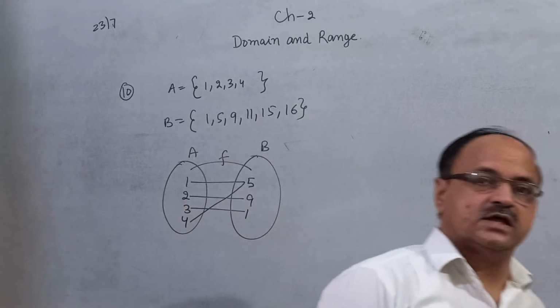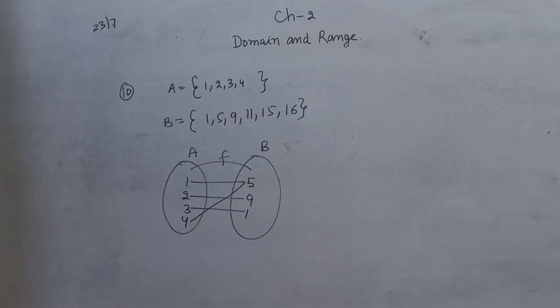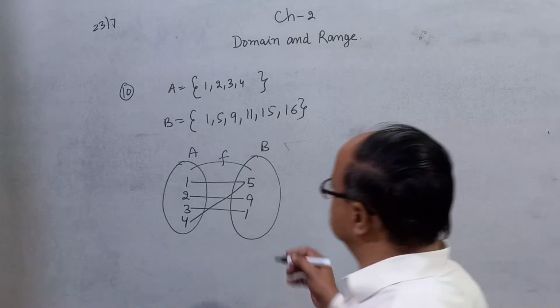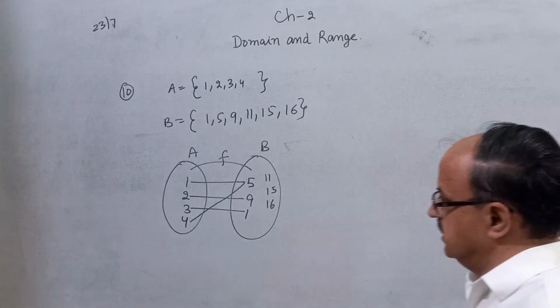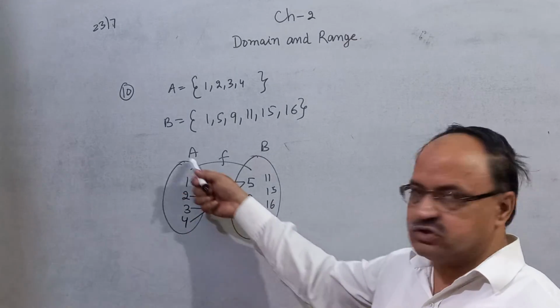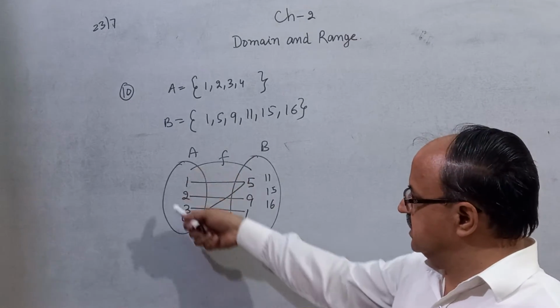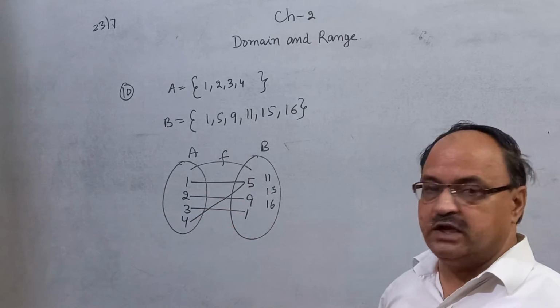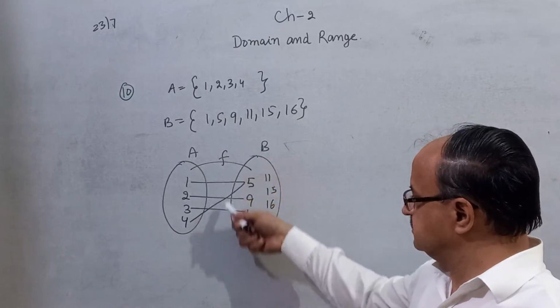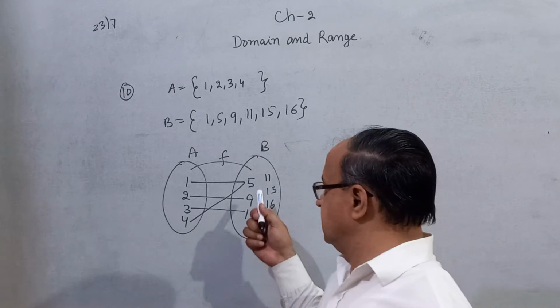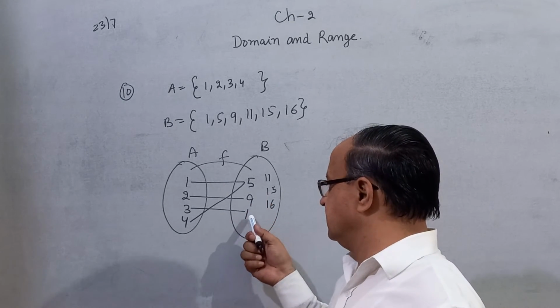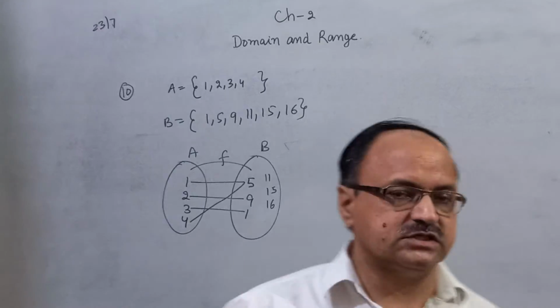This is the question. Set A given, set B given. In set A, elements 1, 2, 3, 4, and in set B, 5, 9, 1 and other elements 11, 15, 16. Set A is called the domain, and the whole set B is called the codomain. But the elements 5, 9, 1 are the range, you can say.